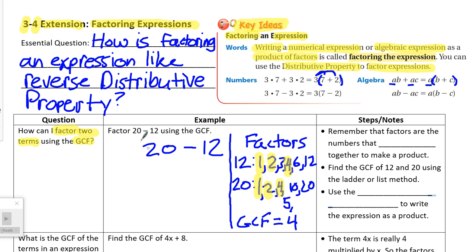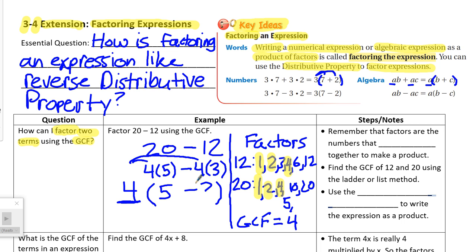Okay, that means 20 can be written as 4 times 5, minus 12 can be written as 4 times 3. So if 4 is a factor of both numbers, we can factor it out. It's like a reverse distributive property. We're going to factor out the 4. So out here, we're going to have the 4, and then we're going to have parentheses. And here's kind of the hard part to make sure we understand. This is 5 minus 3. And the reason it's 5 minus 3 is if you went backwards. Now, this is actually the answer to the question, 4 times the quantity 5 minus 3.